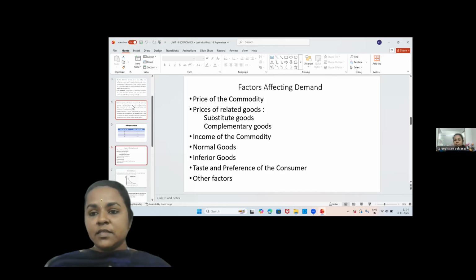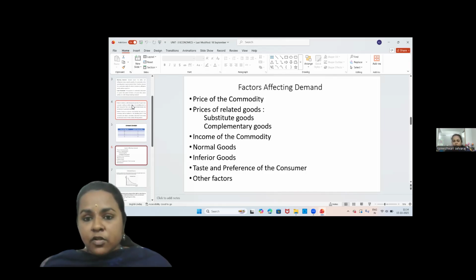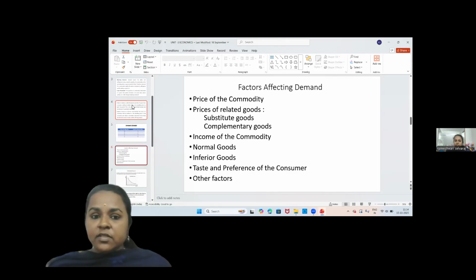Now we are going to discuss the important factors which contribute towards demand. That is the price of the commodity itself, the price of related goods, the related goods being substitute goods and complementary goods, the income of the consumer, normal goods and inferior goods, the taste and preference of the consumer, and other factors. So the first thing is the price of the commodity, that means the price of the commodity itself.